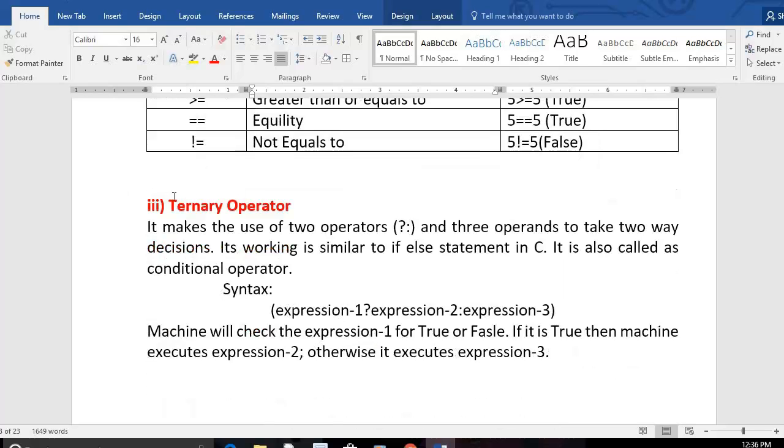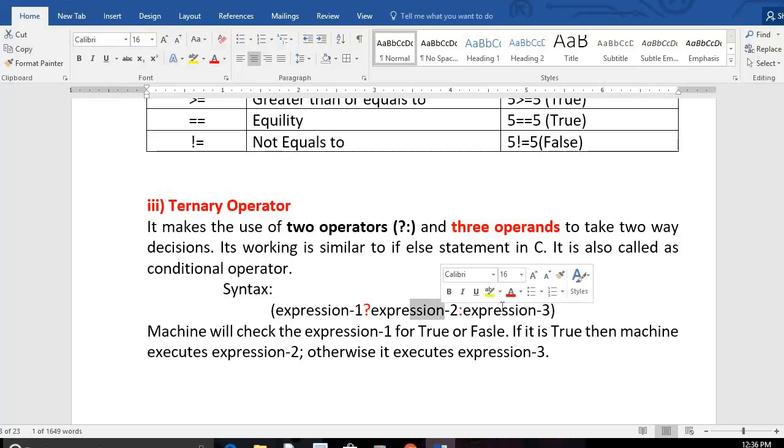Last one, the ternary operator. Ternary means what? Two operators, three operands. Three operands, two operators. Question mark is one operator, colon is one operator. Two operators. This is the first operand, this is the second operand, this is the third operand. Three values, two operators. That is what is called ternary.